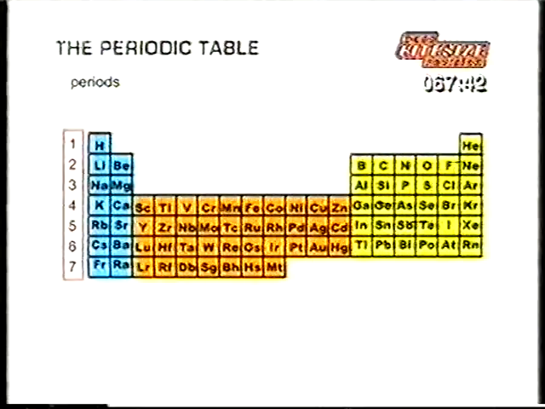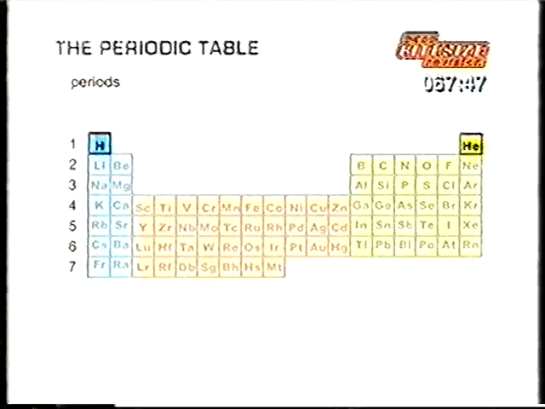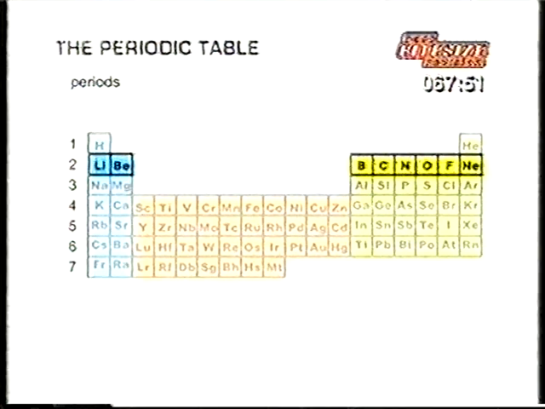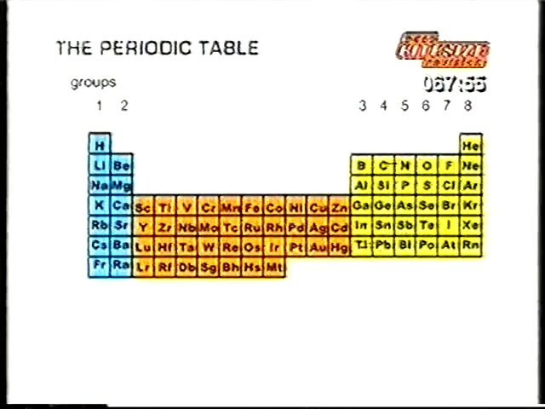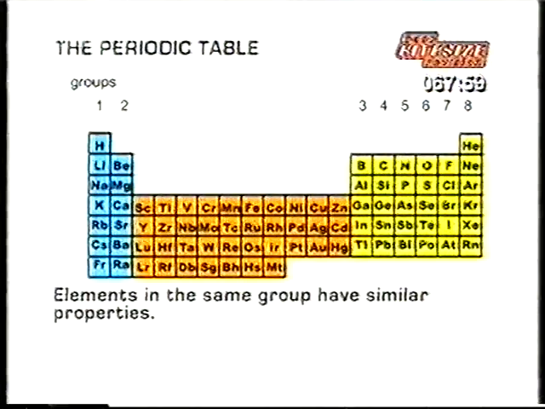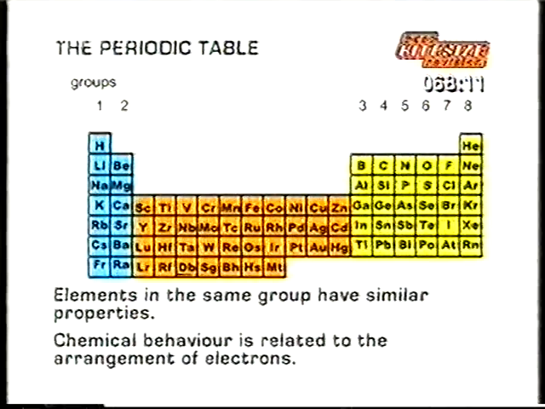The periods across the table represent which electron shell is filling up. Shell 1, shell 2, shell 3, and so on. Because they have the same number of electrons in their outer shell, elements in the same group have similar properties. The periodic table helps us understand and predict all kinds of patterns of chemical behaviour. That's because chemical behaviour is related to the arrangement of electrons.